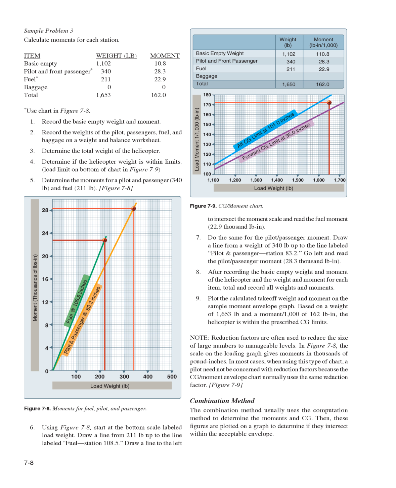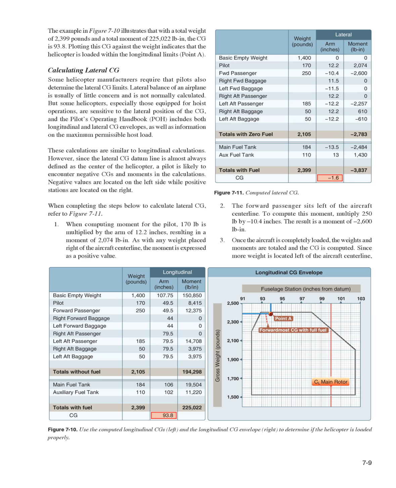Figure 7.9, Combination method. The combination method usually uses the computation method to determine the moments and CG. Then, these figures are plotted on a graph to determine if they intersect within the acceptable envelope. The example in Figure 7.10 illustrates that with a total weight of 2,399 pounds and a total moment of 225,022 pound-inches, the CG is 93.8. Plotting this CG against the weight indicates that the helicopter is loaded within the longitudinal limits, point A.